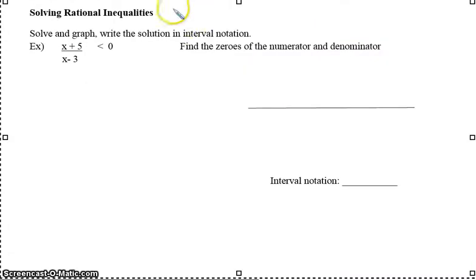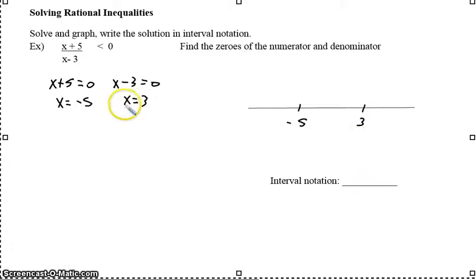So our next example is now trying to solve a rational inequality, not a polynomial anymore. When you have a rational expression like this, what you need to do is find the zeros for both the numerator and the denominator. So set your numerator equal to 0, set your denominator equal to 0. So we end up getting our critical numbers as -5 and +3. So if we put those on our number line.